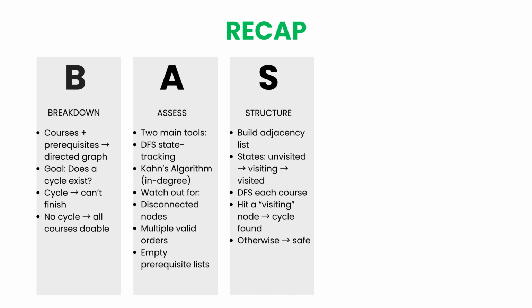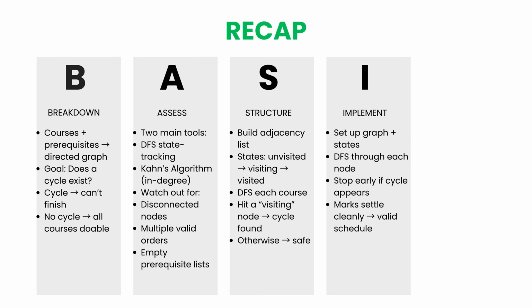Structure recap. The plan: build an adjacency list. Track each node's state: unvisited, visiting, or visited. Run DFS on each course. If DFS ever revisits a node that is still in the visiting state, a cycle exists. Mark nodes as visited after exploring all neighbors. If no cycle is detected, the schedule is feasible.